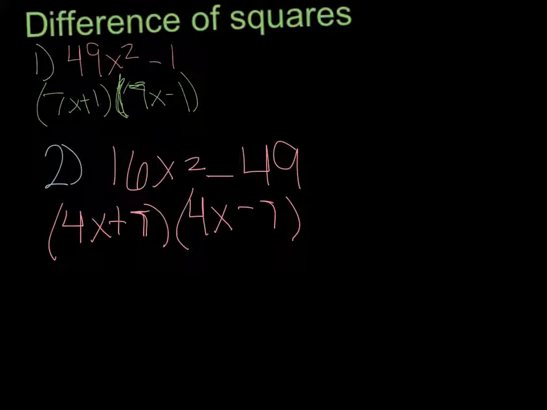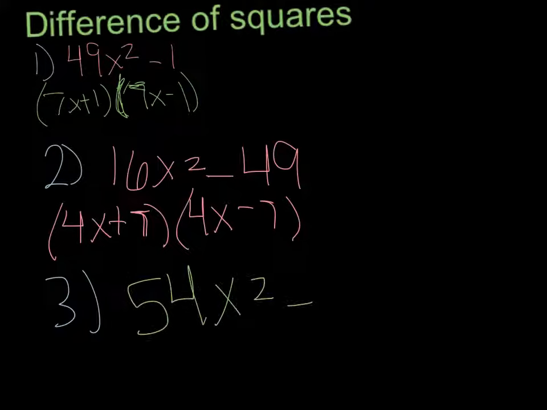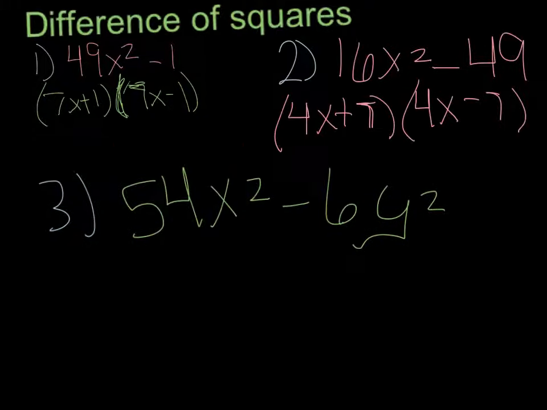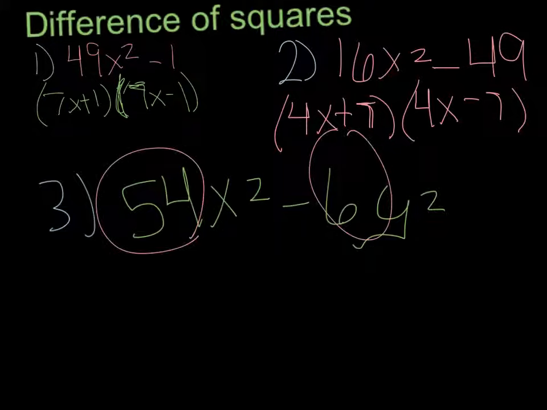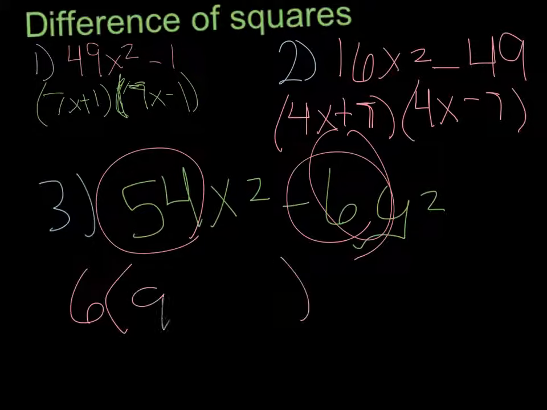For our third problem, we have 54x squared minus 6y squared. Greatest common factor still applies, it never goes away. So what's the greatest common factor of 54 and 6? Let's just take out a 6 since we have that number here. So we take out a 6 and we're left with 9x squared minus y squared.